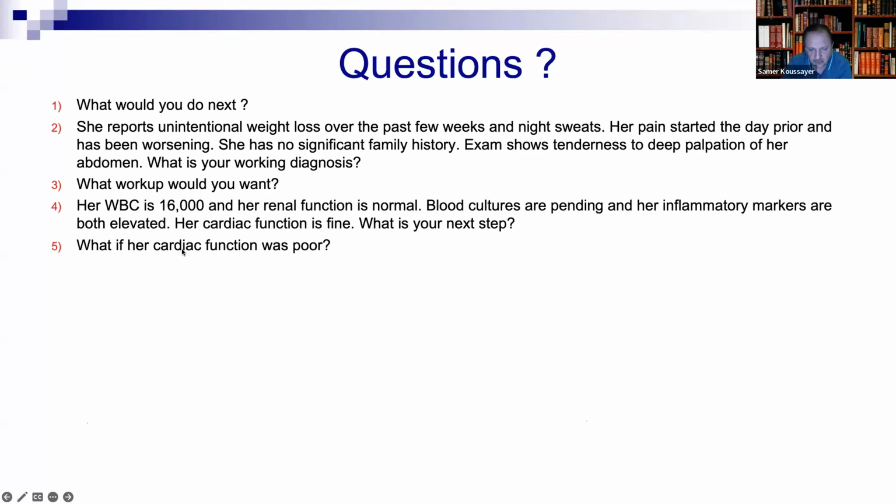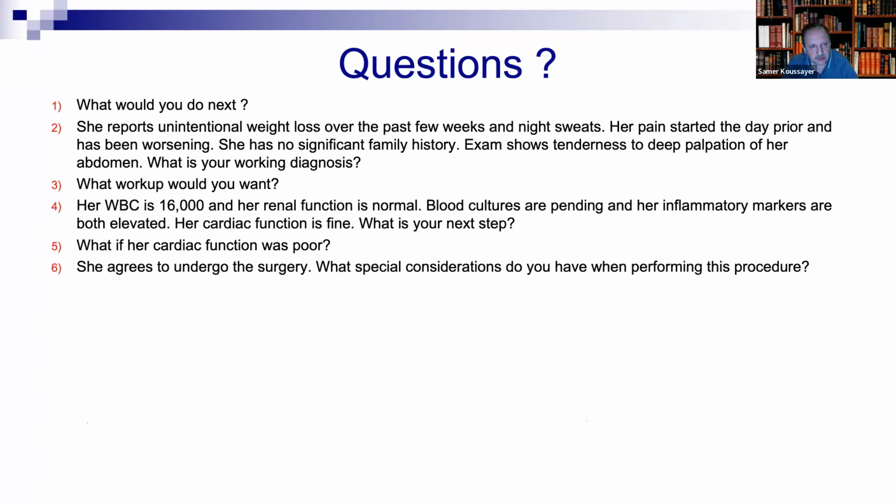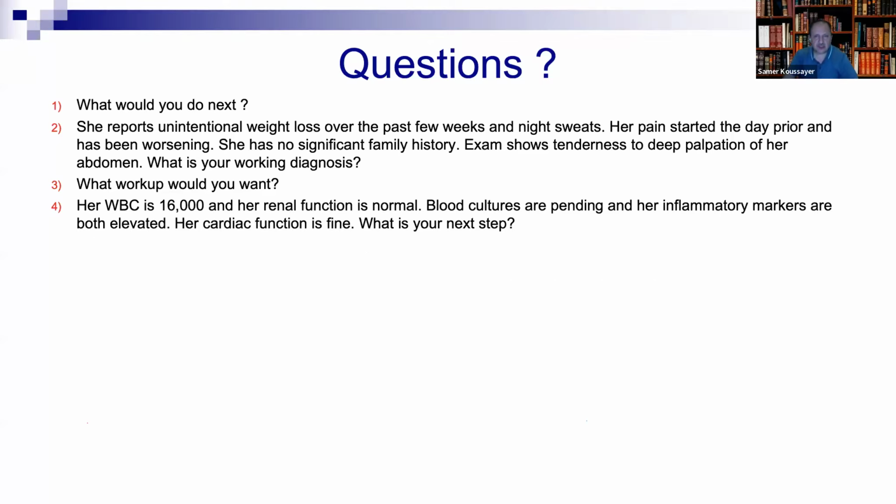So maybe we went too fast. They didn't do a CT yet, right? Okay. But you did a CT angiogram. What if her cardiac function is poor? She has to undergo surgery. So what is the next step? After the CT angiogram, what are you going to do? Surgery, open or endo? What will your treatment be?